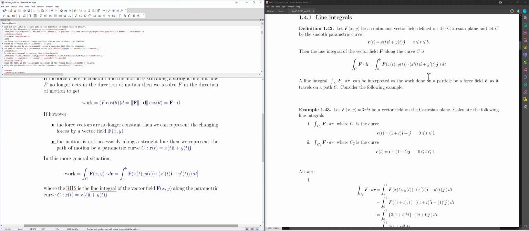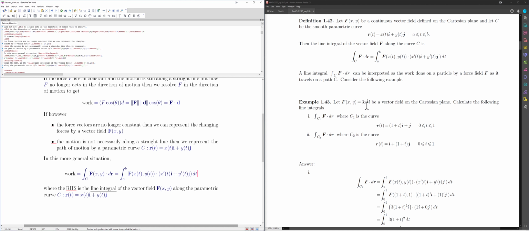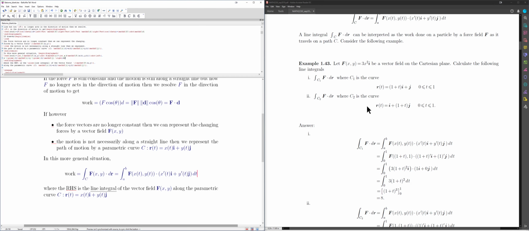When you work out this somewhat complicated expression, it just turns out to be a function of t. And once this is a function of t, all this is really just a definite integral of a function of t, integrated with respect to t between limits a and b. Right, let's see an example of how this works.